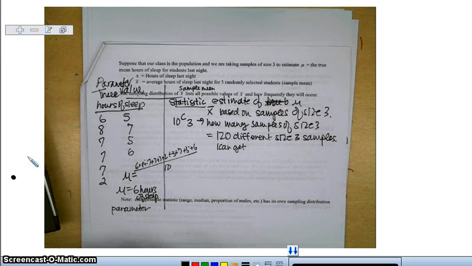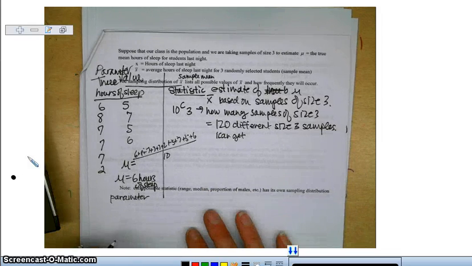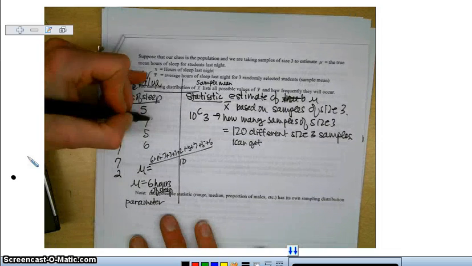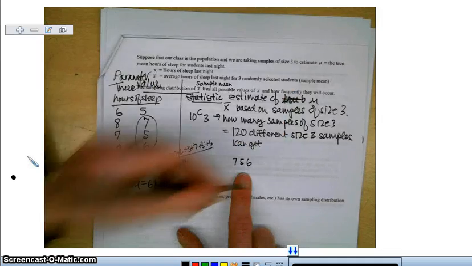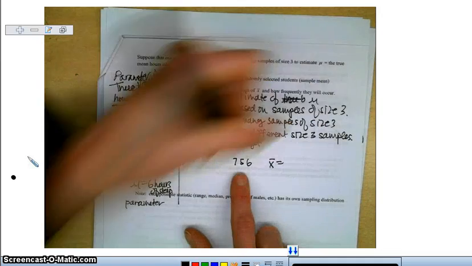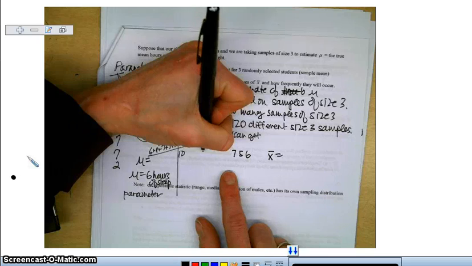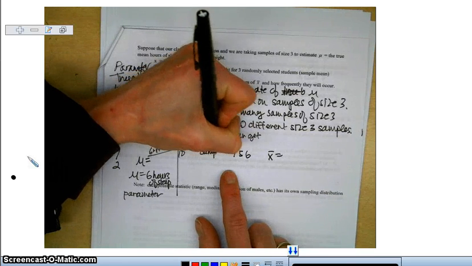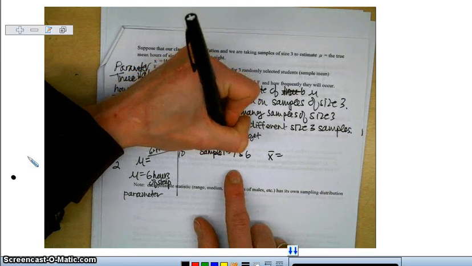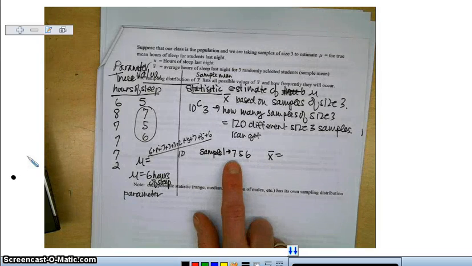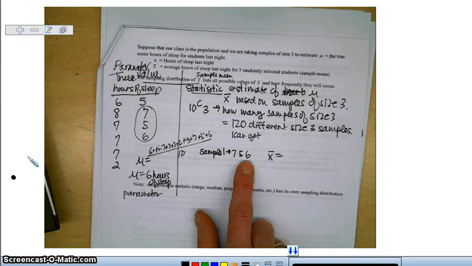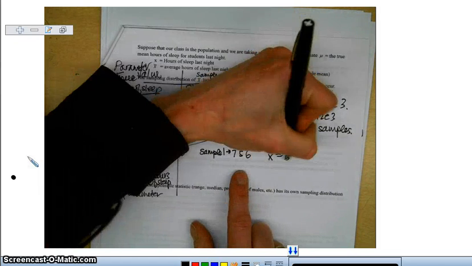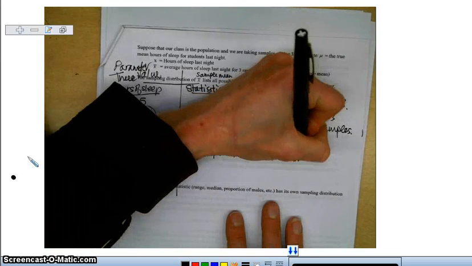So I'm going to take one sample of size 3. Let's just say I pick these 3 right here. So 7, 5, and 6. What is the mean, what is X bar for that sample? So sample 1 was 7, 5, and 6. I picked the last 3 students I asked, and these were the hours of sleep. Add those up and divide by 3. What is the average? 6. So 6 hours of sleep for that particular group of 3.